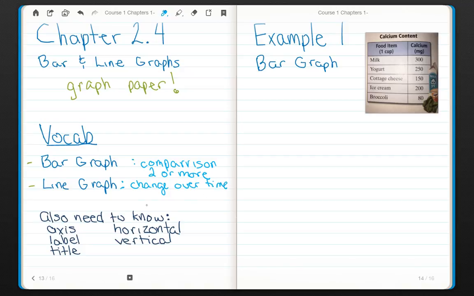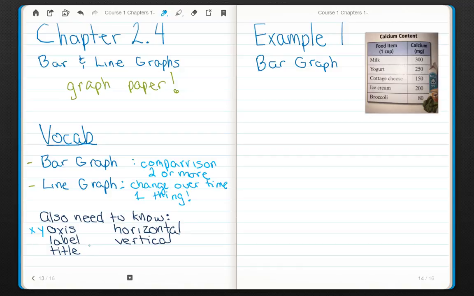A line graph has one thing. Okay, a bar graph has two or more, a line graph compares one. You also need to know your axes, X and Y. The labels, titles, horizontal and vertical, these are terms we're going to be using, and things that you may need to show on your graph.